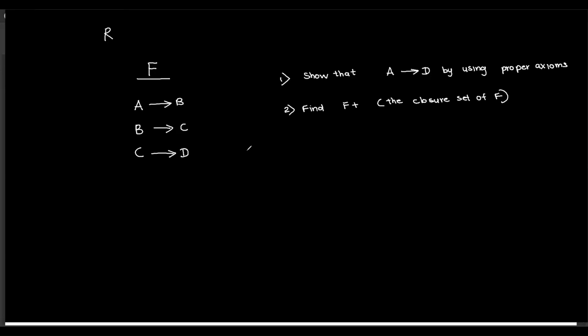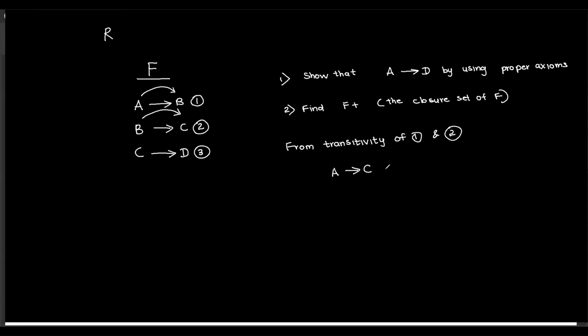First of all, they are asking us to show that A functionally determines D by using proper axioms. Let's number the FDs: let's say this is 1, this is 2, and this is 3. From transitivity of 1 and 2, we can say A functionally determines C. Why? A functionally determines B, B functionally determines C, so A functionally determines C. That's what I have applied here.